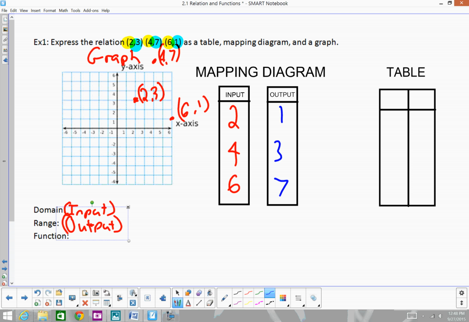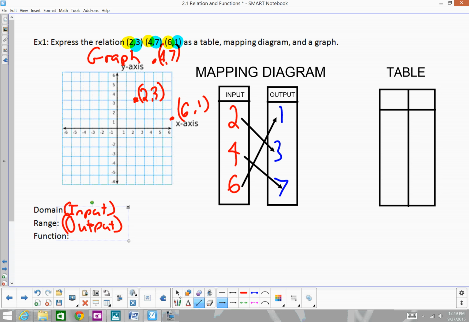Now, all I'm going to do is take an arrow and draw each input value to its output. So when I input a 2, what is the output? A 3. So I'm just going to draw an arrow from the 2 to the 3. Next ordered pair, 4 to 7, so I'm going to draw an arrow from 4 to 7. Lastly, 6 to 1. Good. So that's representing this information as a mapping diagram.